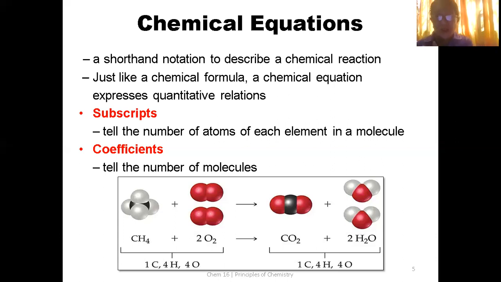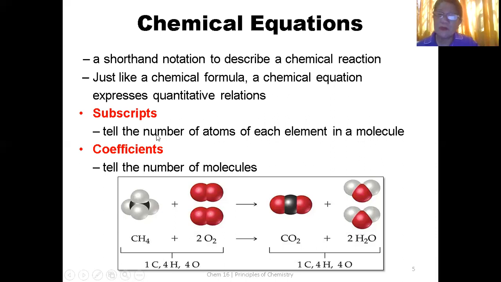When it is reversed, if it goes back to the original, the arrow goes back also. So that is a chemical equation. It is the expression wherein you can see how an element combines with another element, or a compound combines with another compound, to form a product. So this expresses a quantitative relationship.